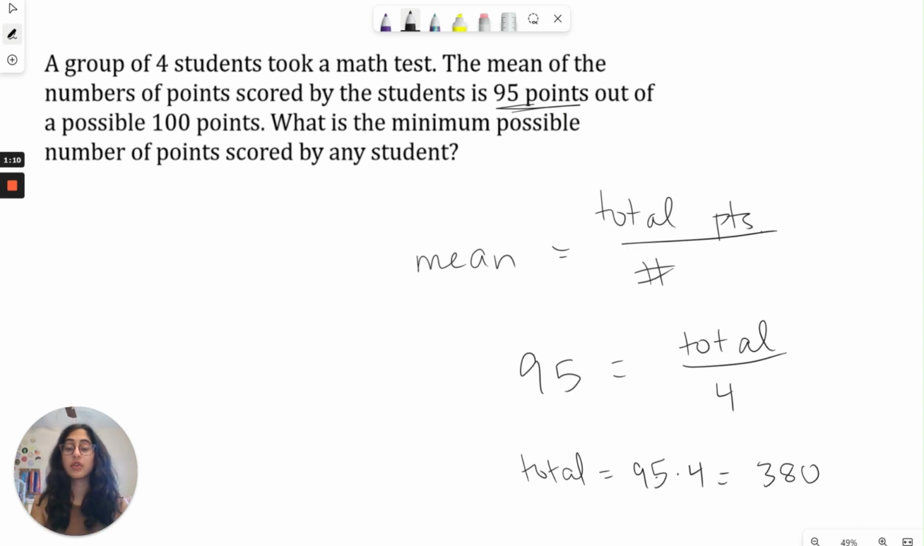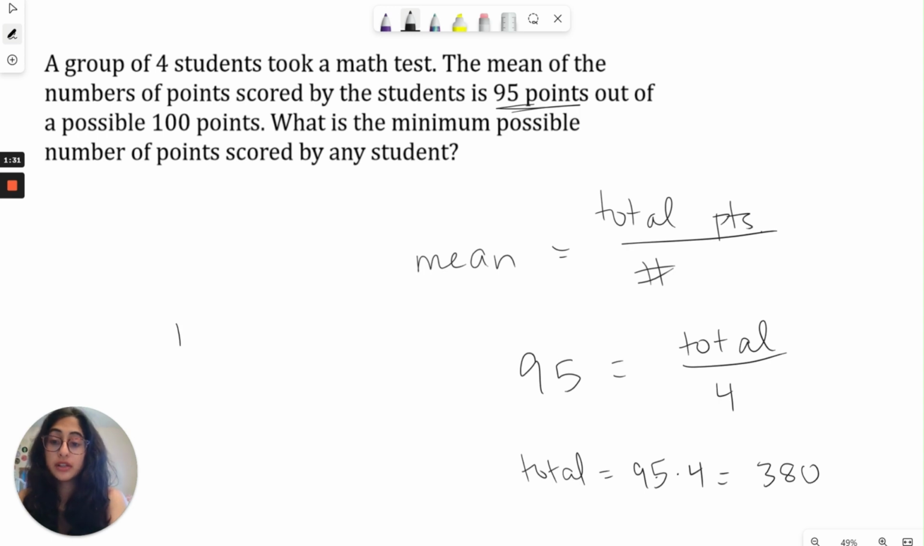Now we need to find, well, how can we have one student have the minimum number of points? And so one student is going to have the minimum number of points when all the other students have the maximum number of points they can have. So we want to give as many points as we can to those other 3 students so that that last student can have the minimum number of points possible.